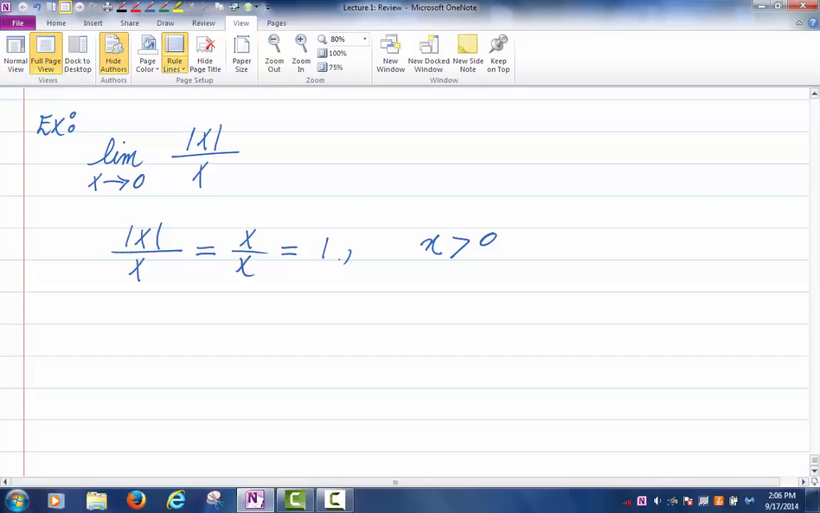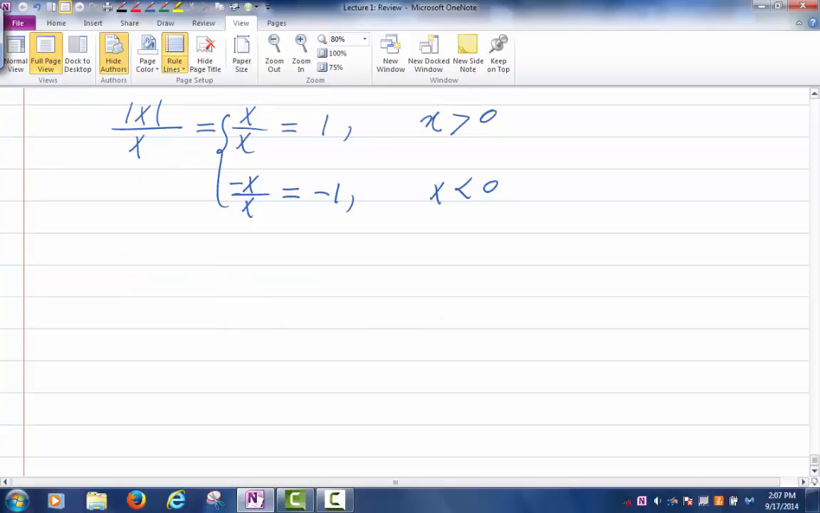Okay, so what happens when x is negative? When x is negative, what is absolute value of x? It is negative x, because if x is already negative, how do you make it positive? You multiply by negative 1. So this would be negative 1. So what are we seeing here? When x is positive, the function is always equal to 1. When x is negative, the function is always negative 1.